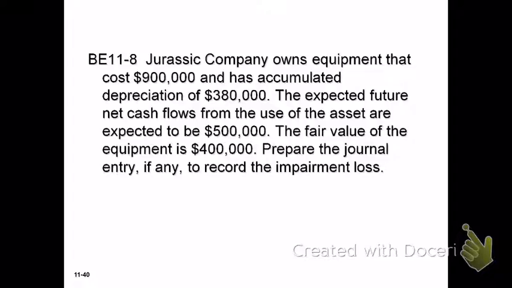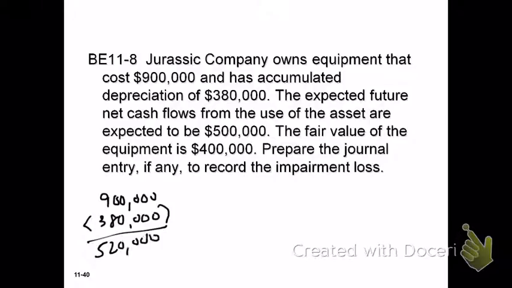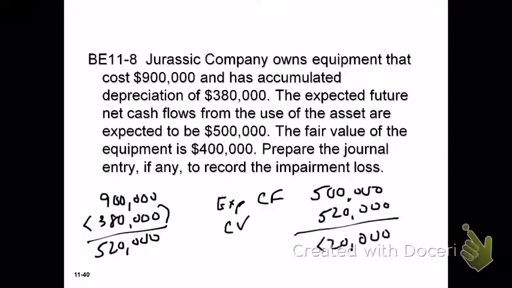All right, here's another example. They own equipment that costs $900,000. There's accumulated depreciation of $380,000, so we have a carrying value of $520,000. The expected cash flows are $500,000, minus the carrying value, so we have a negative difference there. The carrying value looks like it's too high, so we have to go to step 2 to calculate the impairment.